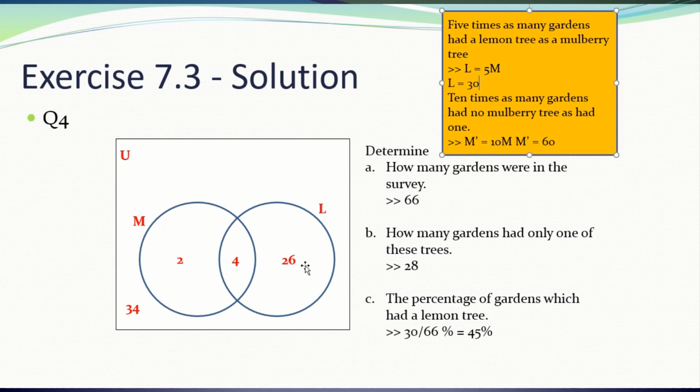26 plus 2, that gives you 28. Okay, next one. The percentage of gardens which had a lemon tree. So lemon tree in total is 30, out of 66 is 45%.